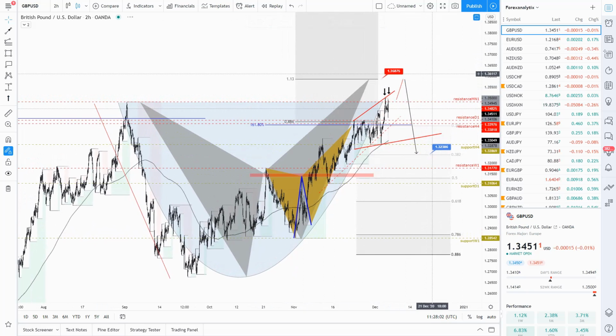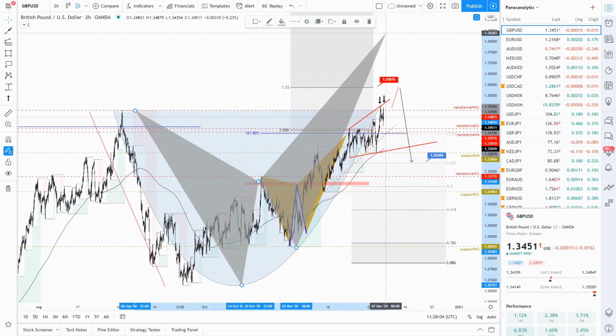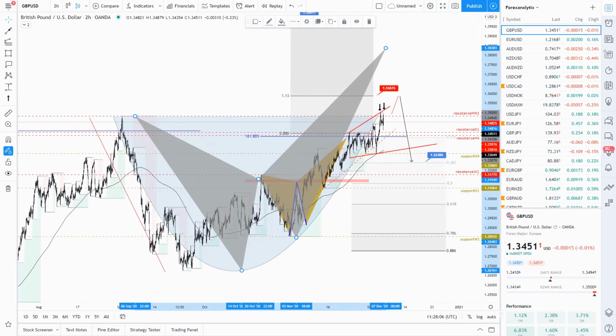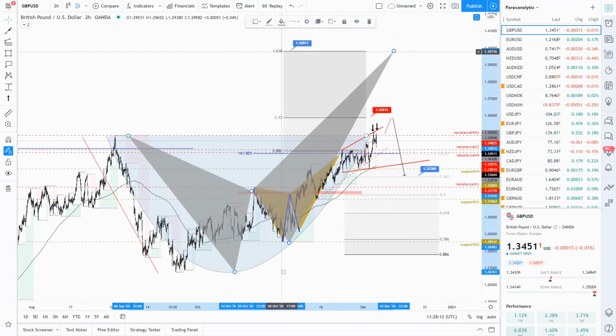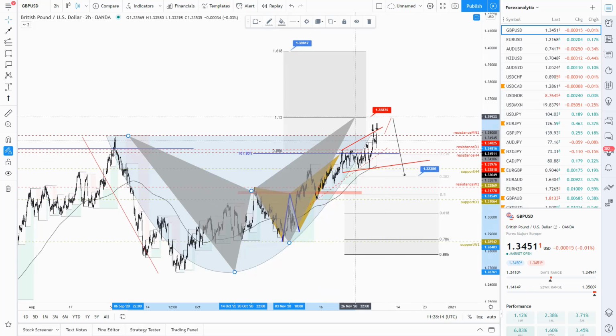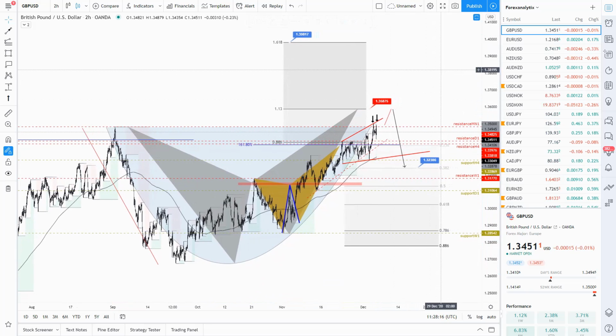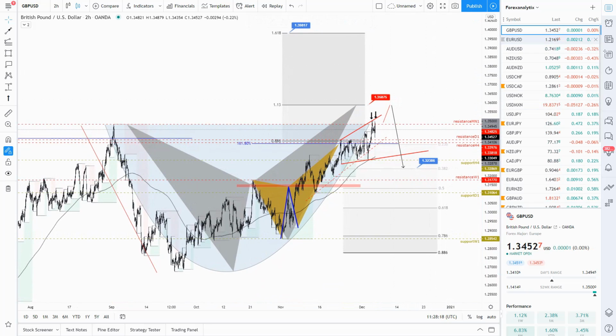But stay tuned, of course, with the violation or the invalidation of those sequences, and the price going directly into a crab pattern, directly to the 168 extension. So stay tuned on this exercise here.